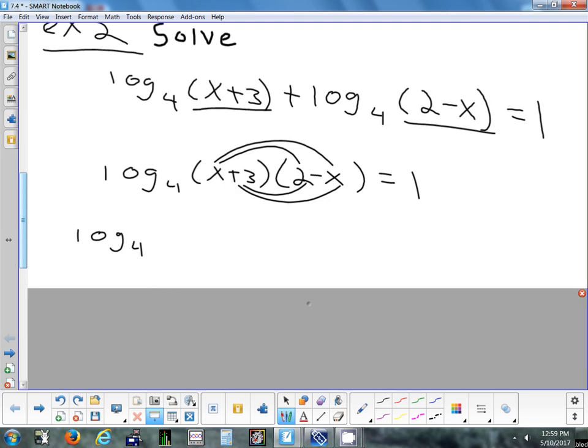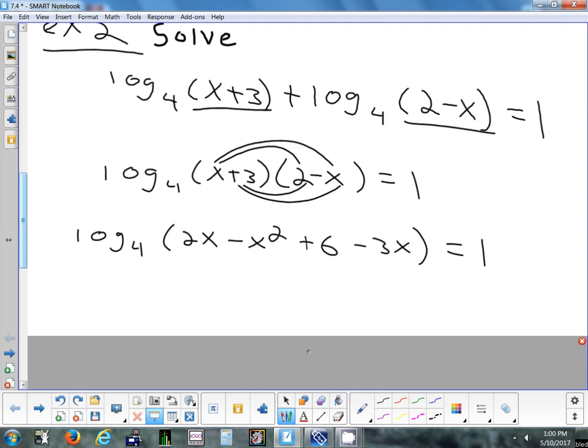Okay, so Courtney, if I do my first multiplication, what's x times 2? 2x. And Tyler, what's x times negative x? Negative x squared. Yep, good. The next one is 3 times 2, which is a plus 6. And Norm, what's 3 times negative x? Negative 3x.